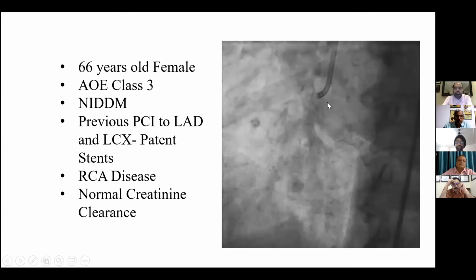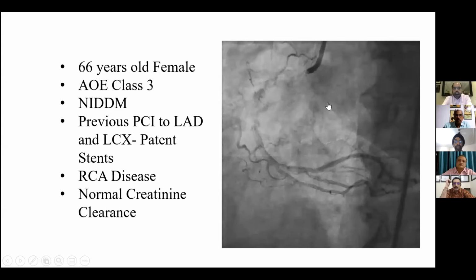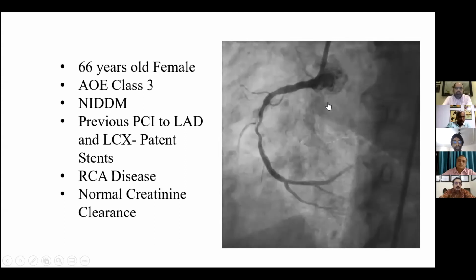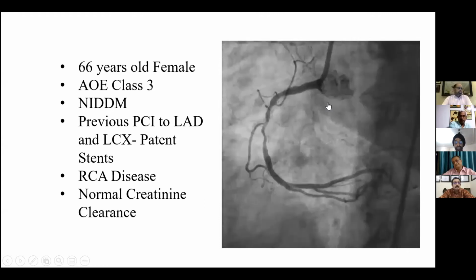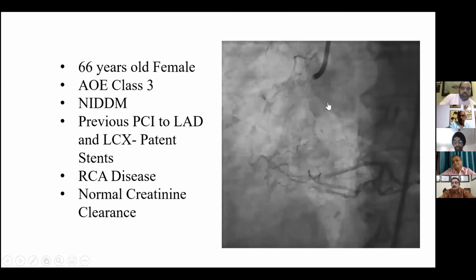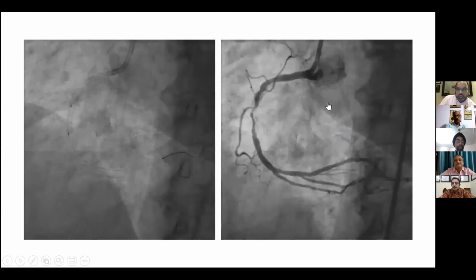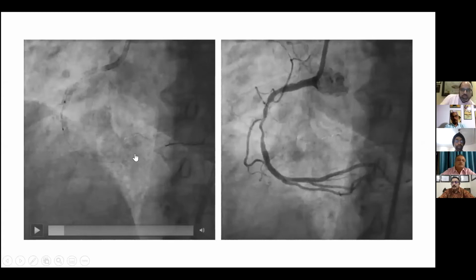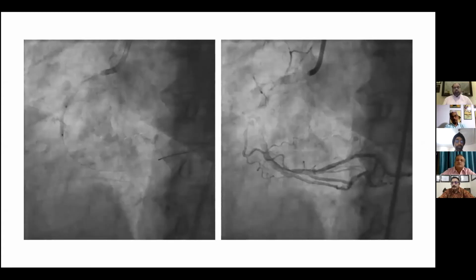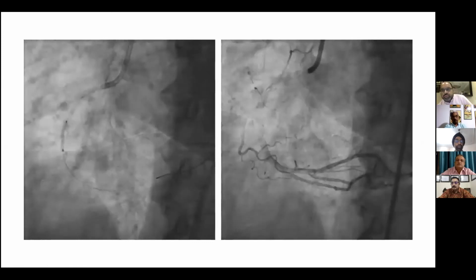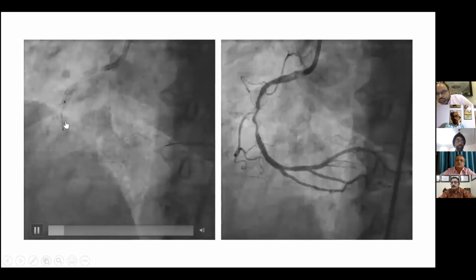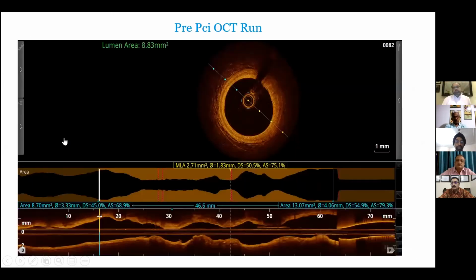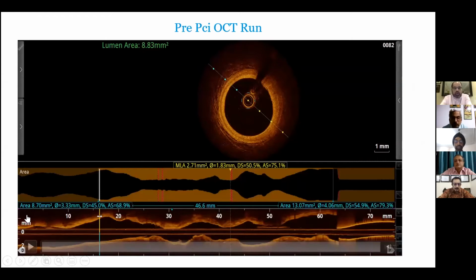So let's look at a case. This is a 66-year-old lady, class 3 angina, diabetic. Clearly, you can see calcium fluoroscopically. She had previous PCI to LAD and circumflex, which were patent stents. So we now go for the LAD and RCA plasty. This is a 2 millimeter balloon, which you can see hardly expands. We use this to allow the OCT catheter to go in. It hardly expands. You can see the under-expansion of this balloon, and this was on high pressures. We put in the OCT catheter, and this is what the morphology of this lesion is.